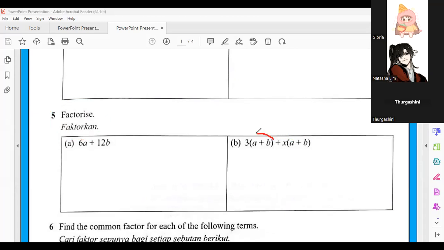Okay, so what you've got to do is, look, a plus b, a plus b. Just like how you took out the 6 earlier, you take out the a plus b from here. If you take out a plus b, what happens? You are left with 3, and then plus, you take out the a plus b, you're left with 3 plus x. Do you see that?